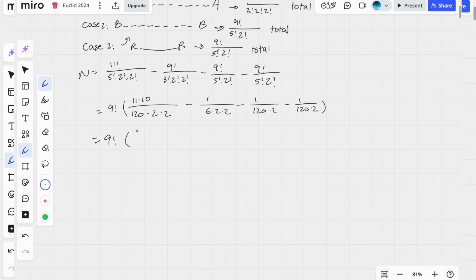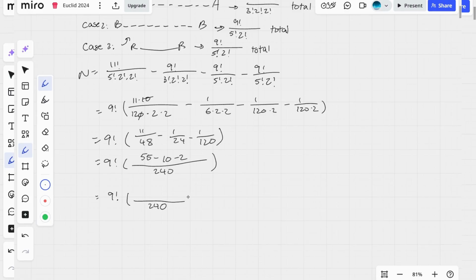So this would give us 11 over, we can remove a 0, so this would give 48, and then minus 1 over 24, minus 1 over 240, minus 1 over 240, which is 1 over 120. And then this is 9 factorial, and then your common denominator would be 240, and then your numerator would be 55 minus 10 minus 2. And so this would be 9 factorial times your denominator is 240, your numerator would be 43.